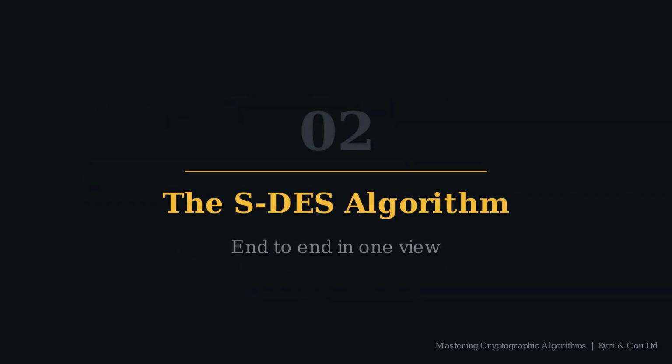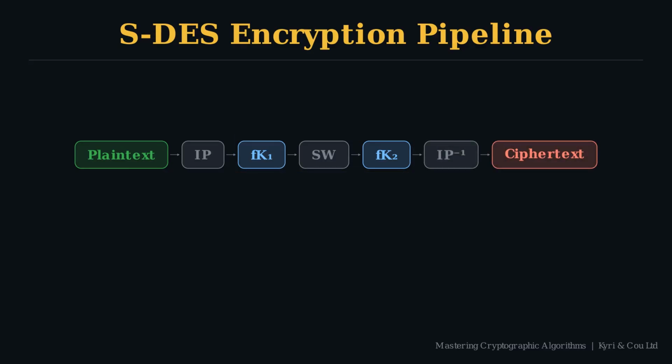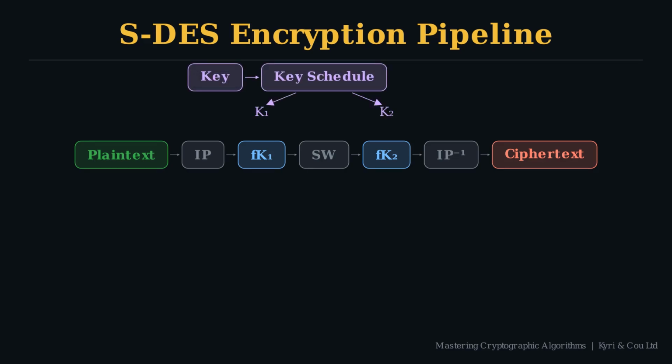Here's the whole machine at a glance, before we take it apart piece by piece. The plaintext enters at the left and immediately passes through IP, the initial permutation, which is a fixed shuffle of all 8 bits. Then comes the heart of the cipher, 2 Feistel rounds, called FK1 and FK2, with a swap of the half blocks between them. That swap is the SW step. On the way out, IP inverse undoes the opening shuffle, and what drops out is the ciphertext. Each round needs its own key. Those come from the key schedule, which stretches and slices the 10-bit master key into K1 and K2. So that's the map, and we'll walk it left to right.